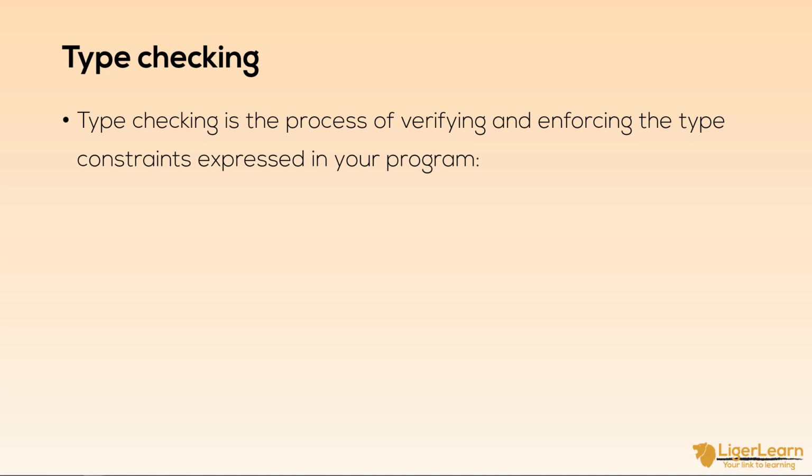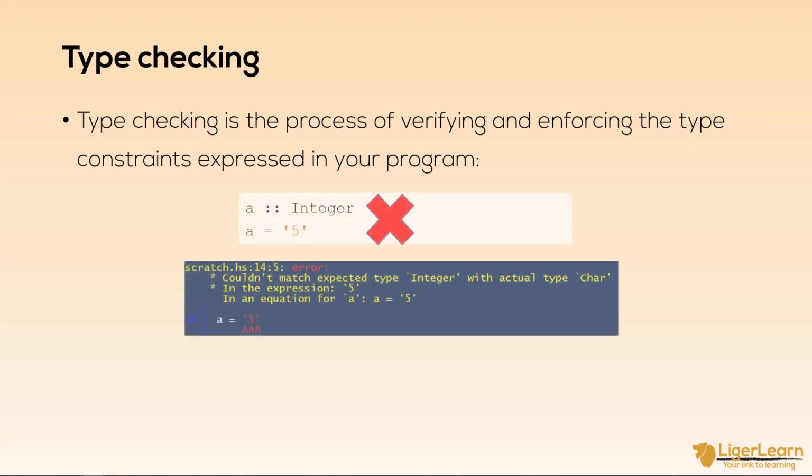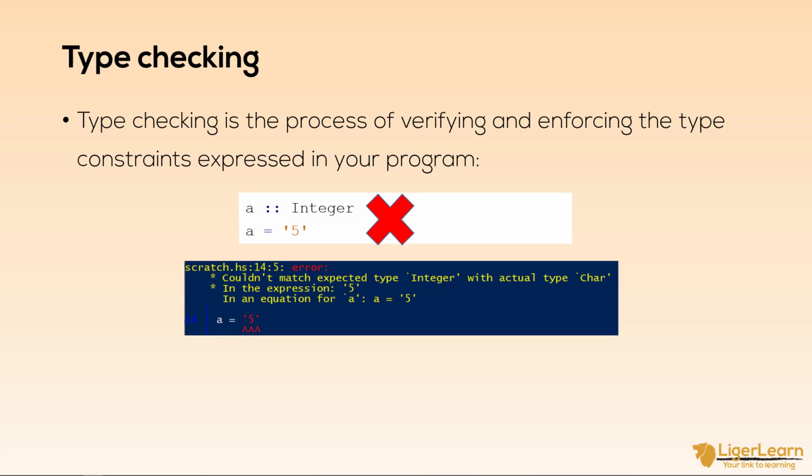So for example, if we declare a variable, a, which is of type Int, and then we bind a to the character 5, we will get an error. We can see from the error it is a type mismatch. The compiler expected an Int but got the actual type of Char. The program will not even compile until this problem is fixed.